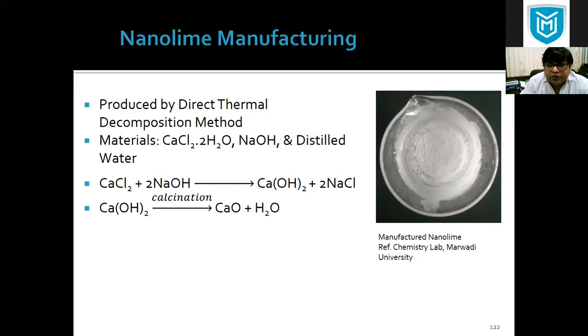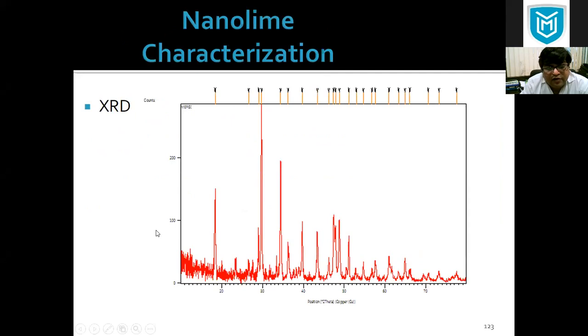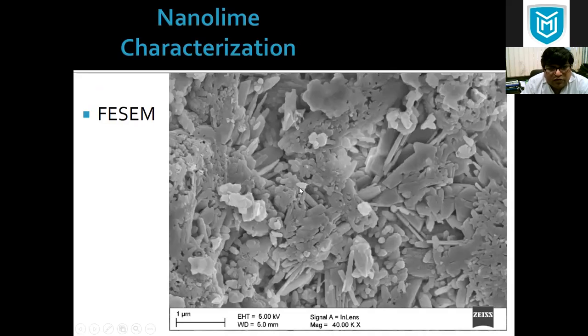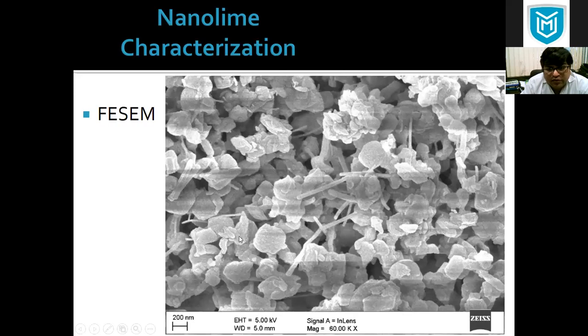principles. So nanolime, this is how it was manufactured. Calcium chloride, hydrogen water, sodium hydroxide and distilled water. Then it was calcinated to get calcium hydroxide, and it was stirred in a magnetic stirrer. And whatever powder we formed, we checked with XRD and scanning electron microscopy. This is 2 micrometer, then 1 micrometer and 200 nanometer. So this dimension, this much is 200 nanometer.